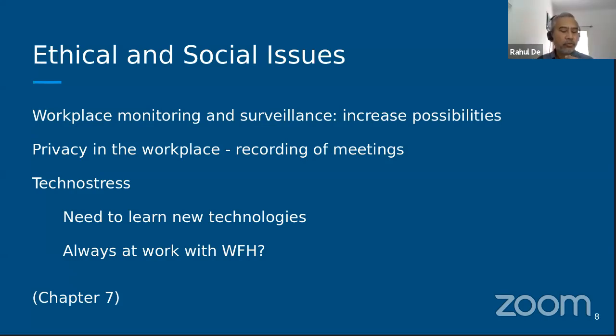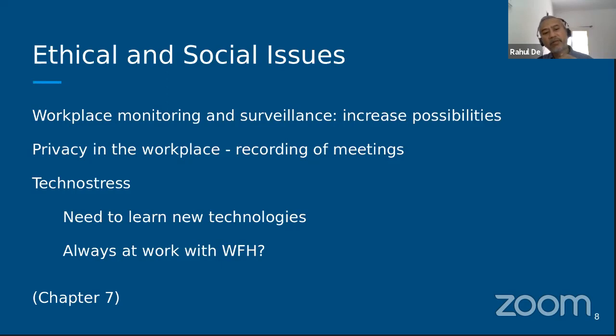So the two things are workplace monitoring and surveillance. The third one is privacy. And in fact, there is an issue of privacy around the world. Even in India, we know now that the Supreme Court says that privacy is a fundamental right, and therefore many people have been asking whether their meetings are being recorded, and does it violate their privacy.